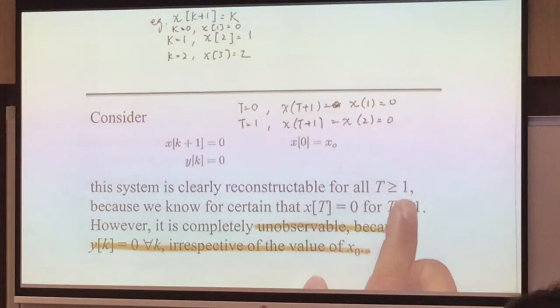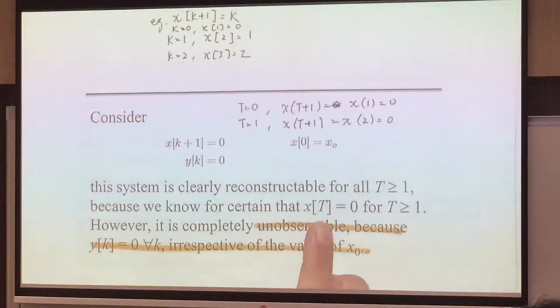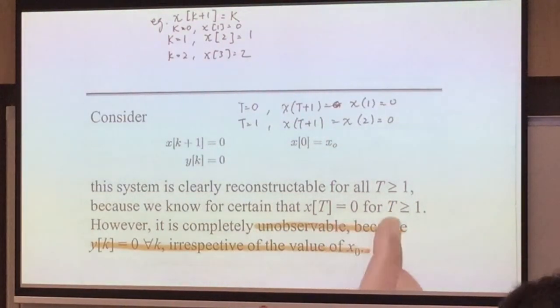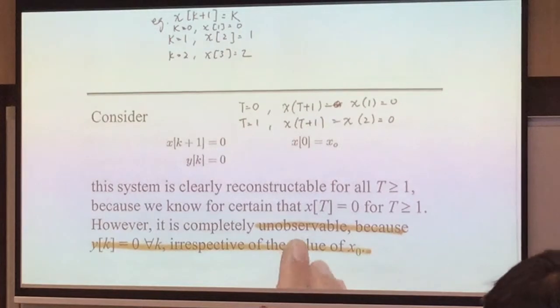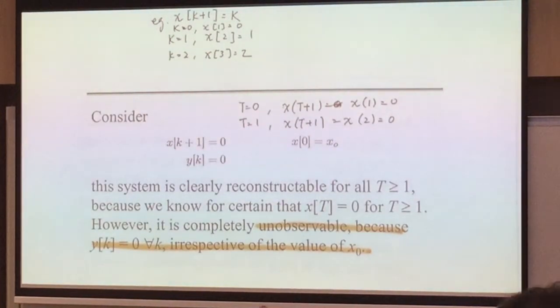constructible for t bigger or equal to 1, because we know for certain that x(t) is always 0. Okay? So based on past values, we know that it's always 0. You can reconstruct. But it's completely unobservable because it's always 0. Alright?